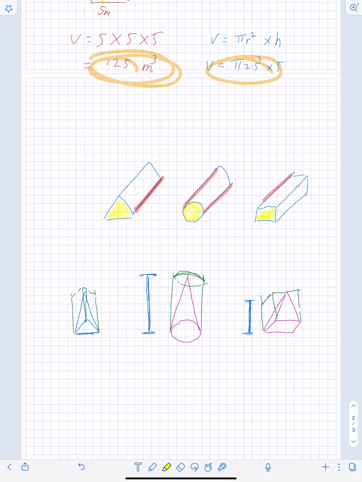Basically, with these questions, you just want to find what's that base area. All right. Find out the height. Okay. And then for the pyramid, you just divide it by 3.